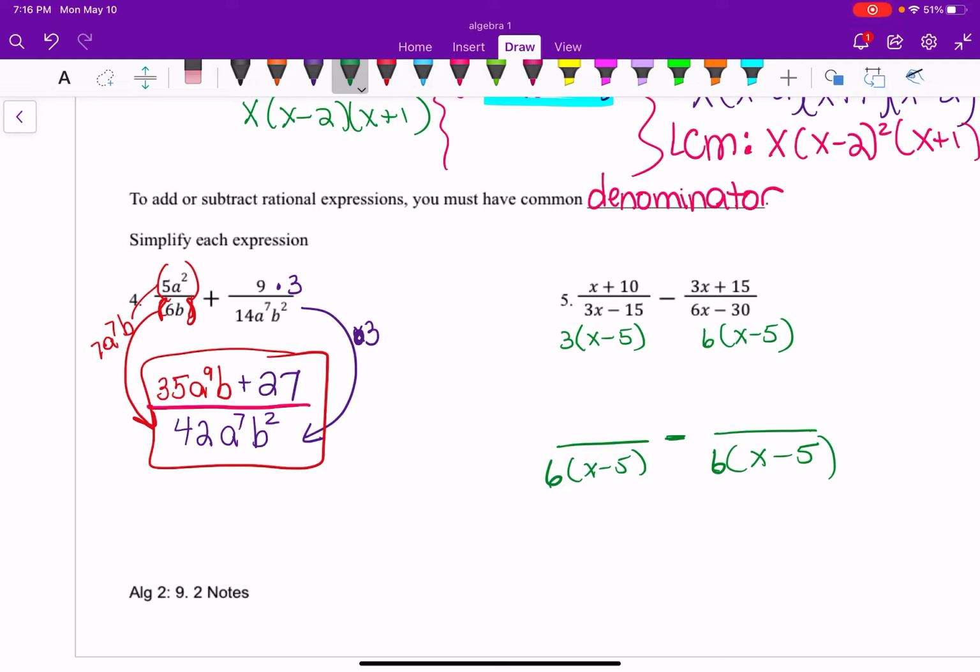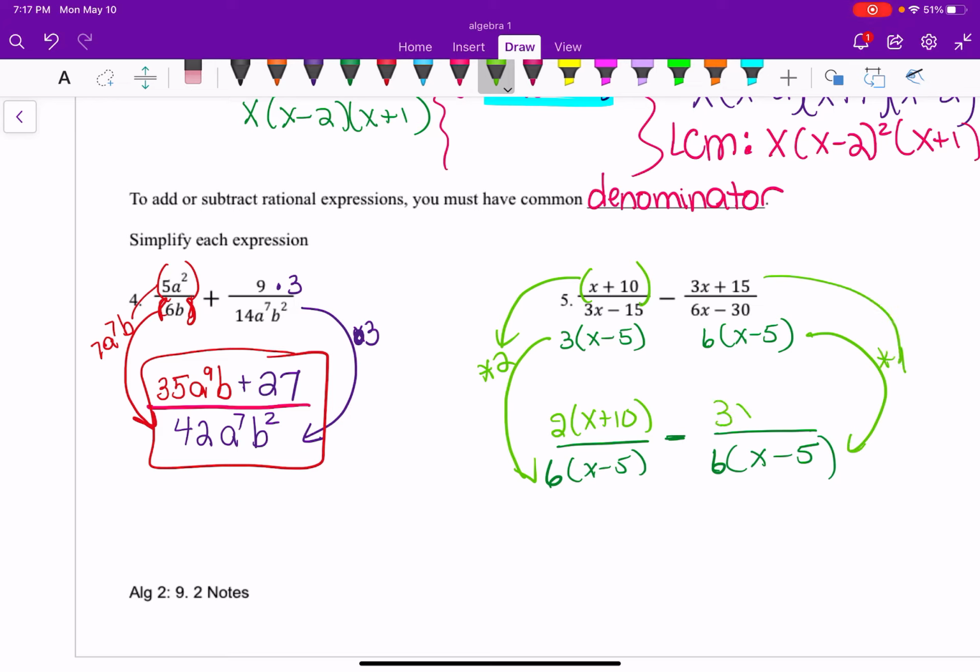So what did I have to multiply this first fraction by? Well, this had to get multiplied by a 2 to create that. So we also have to multiply this by a 2. Now don't forget this is a chunk. So that's going to be 2 times x plus 10. Okay? Now this one, we multiplied by 1. So if I multiply by 1 here, I just multiply by 1 here. All right. Now this is also a chunk.